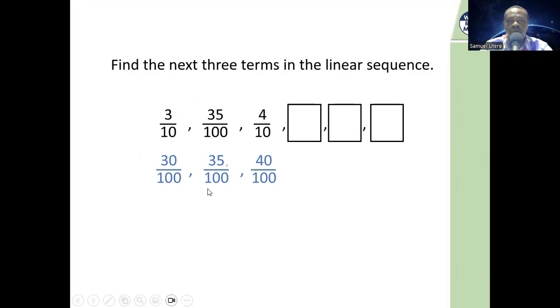So we have to write all of them as hundredths. That way, it will be obvious what the constant difference is. So 3/10 is 30 hundredths, 4/10 is 40 hundredths. Now it is obvious that we're adding 5 hundredths every time. And that gives us 45 hundredths, 50 hundredths, and 55 hundredths. Well, if we want to follow the pattern, the way this is written, where one is expressed as hundredths and the next term as tenths, we can change that one to 5/10.